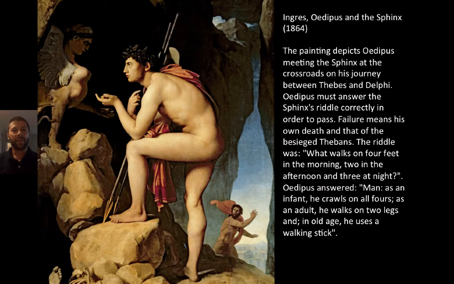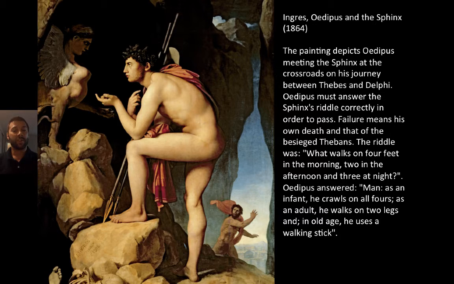Now we have another one from Ingres, of Oedipus and the Sphinx, and again, neoclassical style. Here he's capturing a Greek scene within myth. Now, the painting depicts Oedipus, this is a very interesting myth, meeting the Sphinx at the crossroads on his journey between Thebes and Delphi, and Oedipus must answer the Sphinx's riddle correctly in order to pass. And failure means his own death and that of the besieged Thebans.